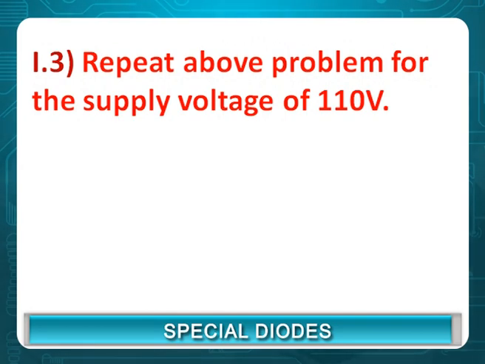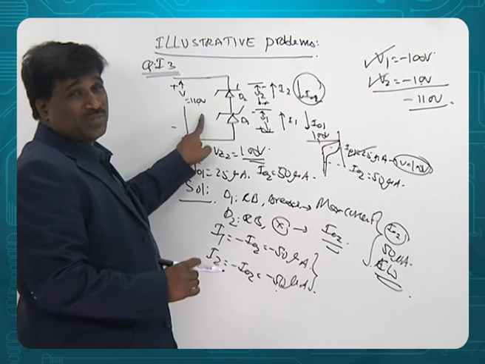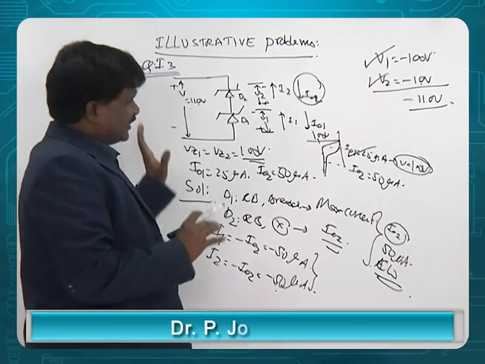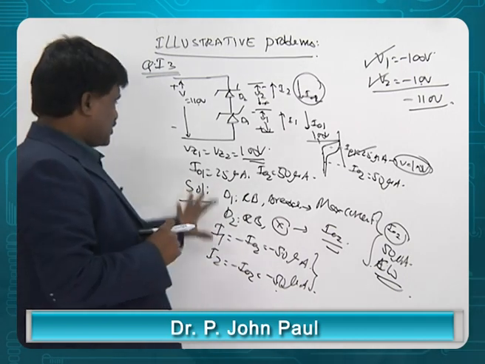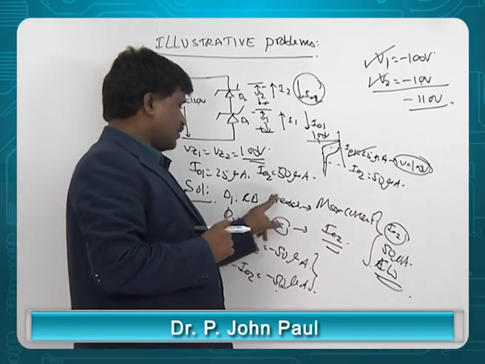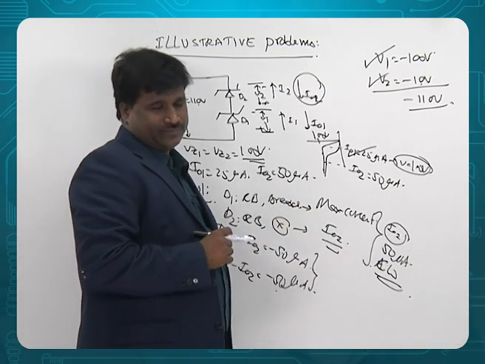That's why I said repeat the above problem doing all these things when the supply voltage increases. When the supply voltage increases, automatically you will have more. It is easy to do because anything breaking down will have large current and therefore least current flows here. This is the approach.